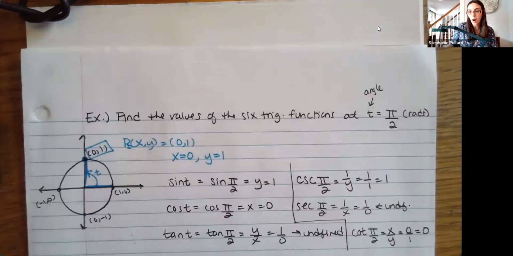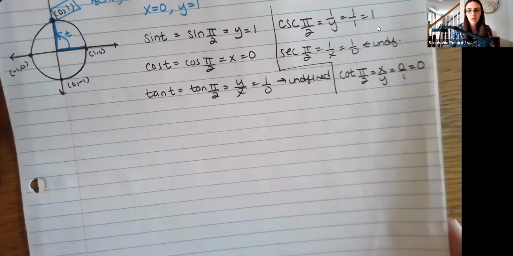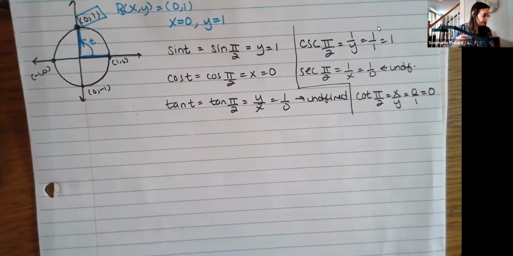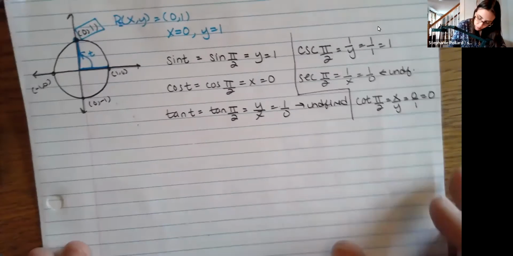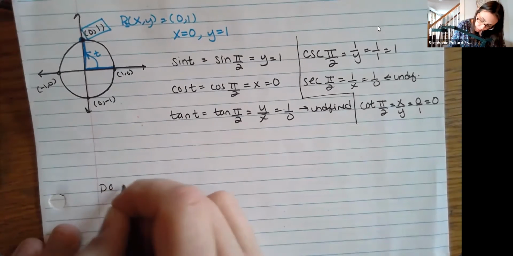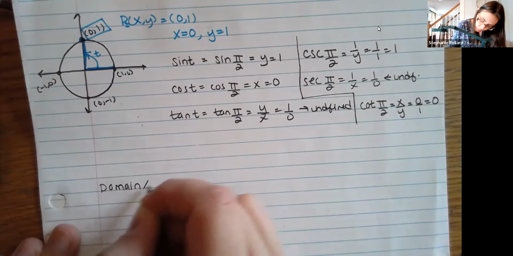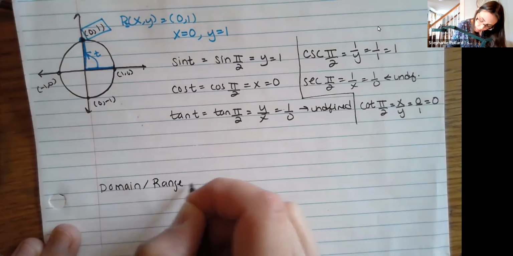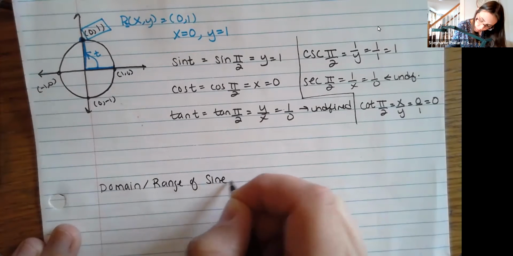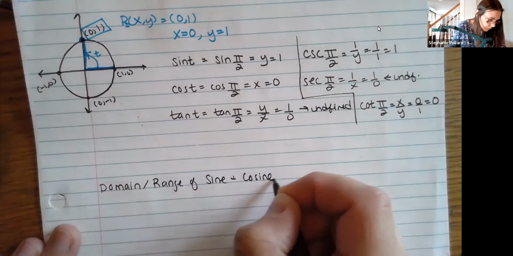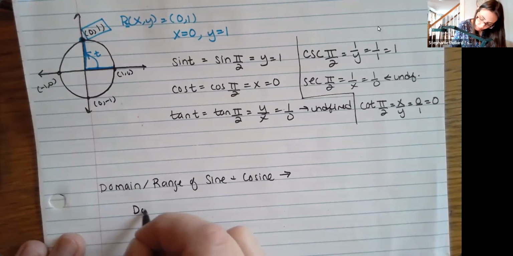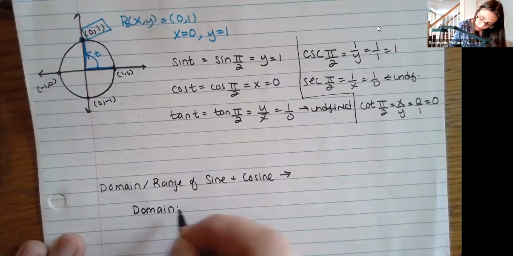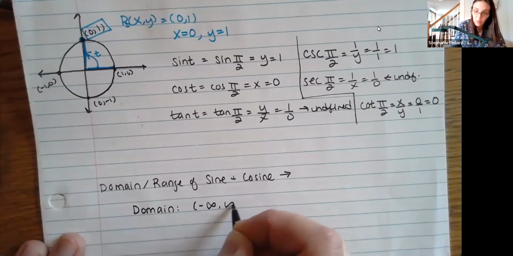Now let's go through a couple other properties about the trigonometric functions. And the first thing I just want to touch on briefly would be the domain and range of the sine and cosine functions. So in both cases, the domain is from negative infinity to infinity.